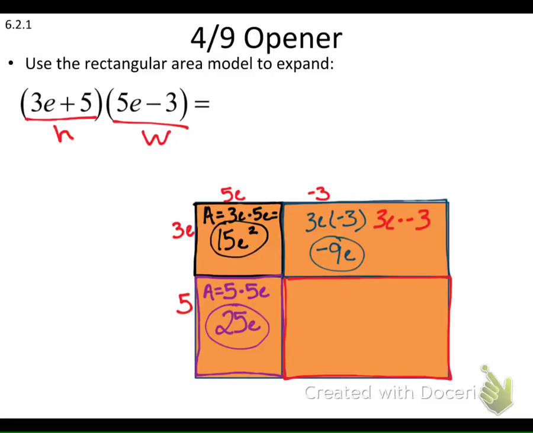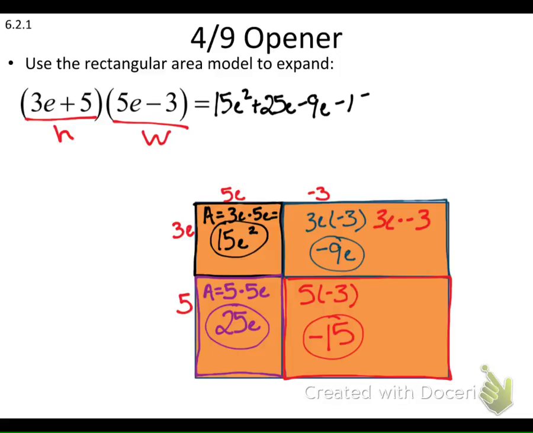Alrighty. All right, Drew, help me with this one. What's my height? 5. And my width? Thank you. For an area of? Good. Negative 15. All right, I'm going to bring all of my areas up to the top. So I have equals 15e squared plus 25e minus 9e minus 15.